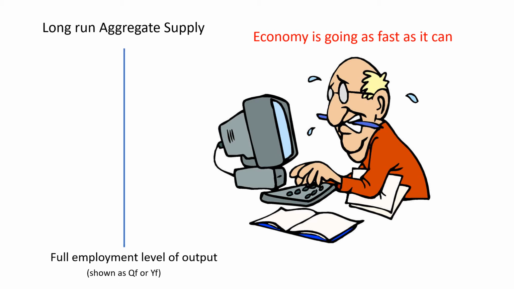The curve is a vertical line. The vertical line implies a level of output that is not responsive to prices. Why is that? The assumption is that at full employment, the economy is going as fast as it can. In the short run, it can respond to price fluctuations, but in the long run, prices will end up on the long-run aggregate supply curve.